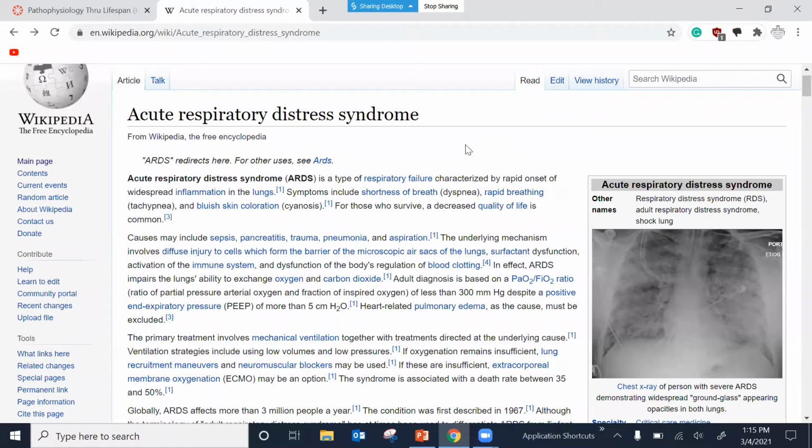Lots of things can cause inflammation in your lung. Most commonly, what we see in the hospital is sepsis. Very common. And in fact, it's really considered part of the constellation of sepsis.